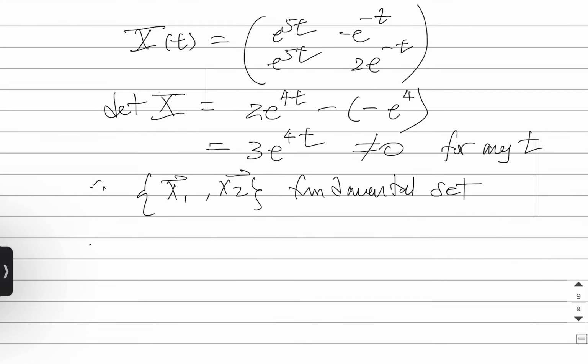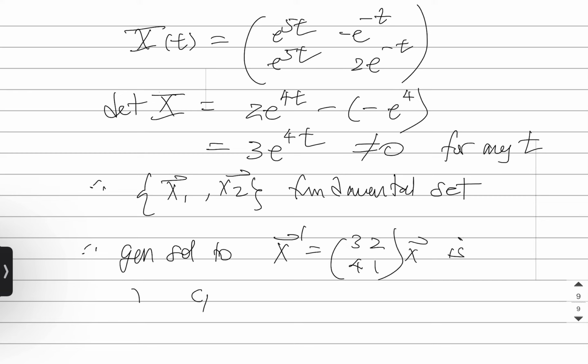And that means that the general solution to this system, 3, 2, 4, 1 times x, is x of t equals C1 e to the 5t times 1, 1 plus C2 e to the minus t times negative 1 and 2.